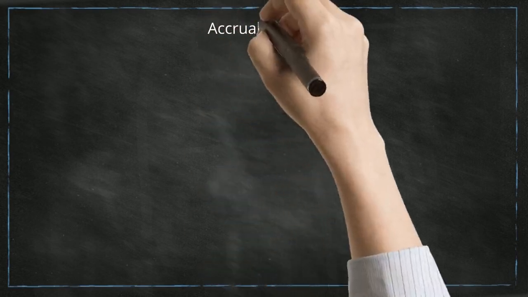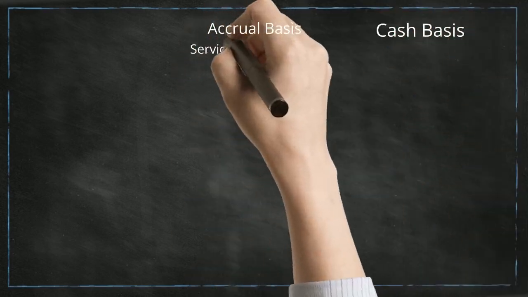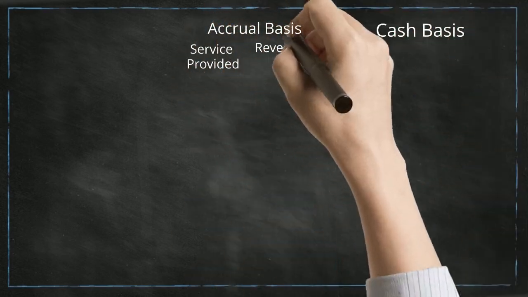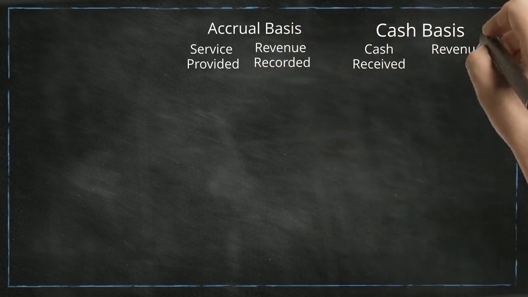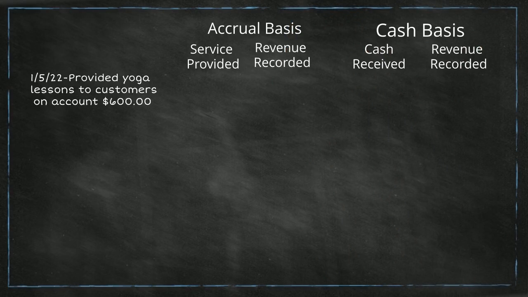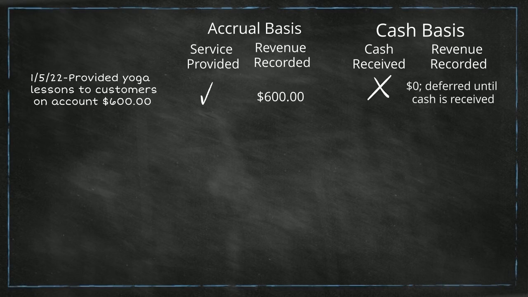Professor Beancounter decides the best way to show Stanley is to do a comparison of accrual basis versus cash basis to help him understand. Using the transactions he provided, on January 5th, the company provided yoga lessons to customers on account. Under the accrual basis, the service has been provided, so the revenue will be recorded for $600, even though the customer still owes the money. Under the cash basis, cash has not been received, so we defer the revenue until cash is received.